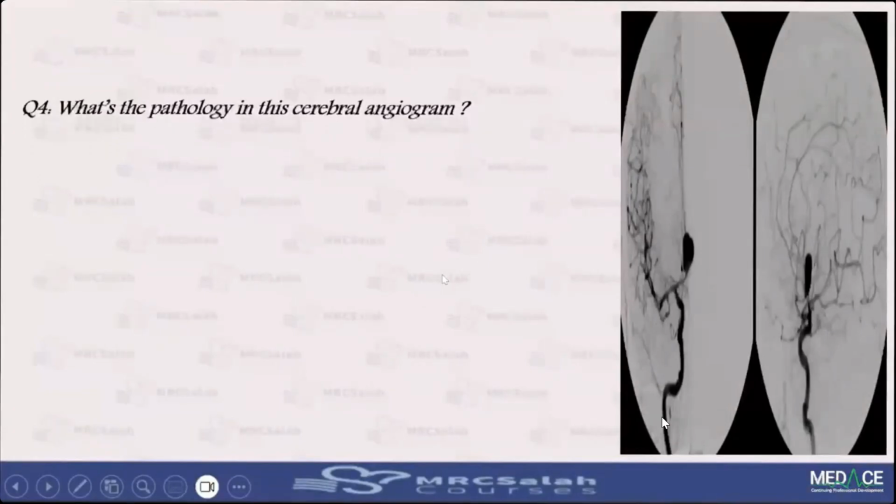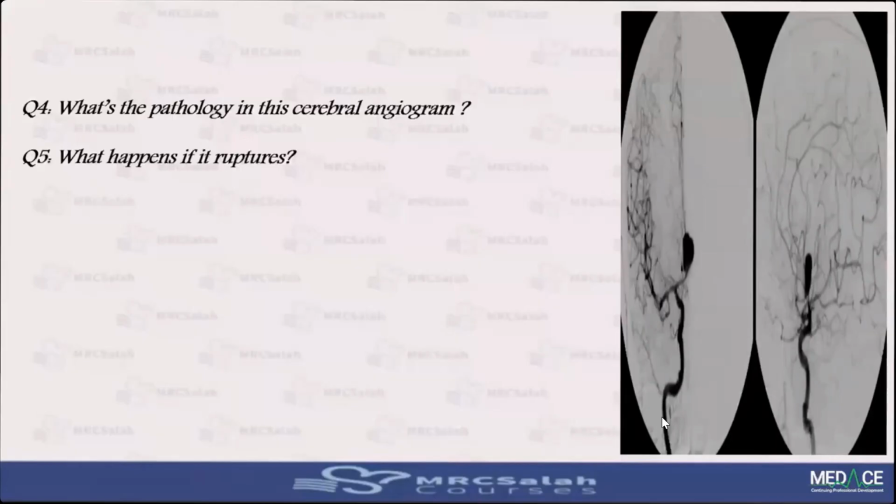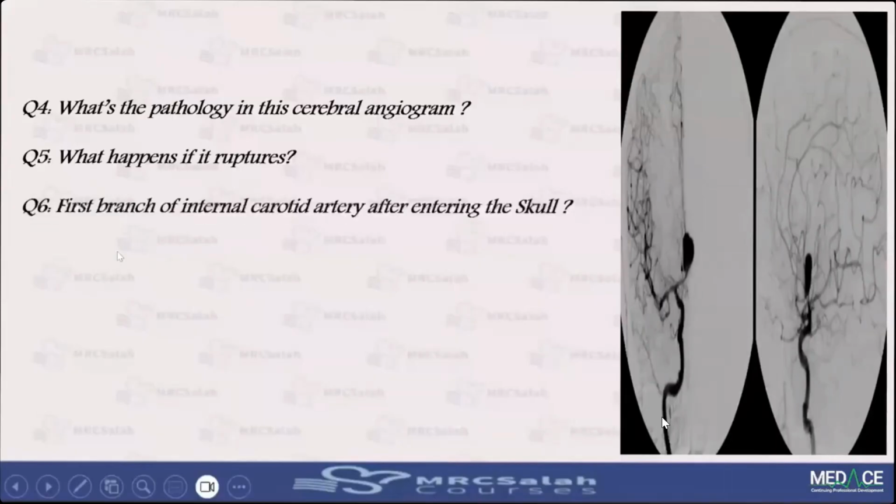What is the pathology in the cerebral angiogram? I can see that there is an aneurysm in the angiogram. What happens if it ruptures? If this aneurysm ruptures, there will be subarachnoid hemorrhage. What is the first branch of the internal carotid artery after entering the skull? That will be the ophthalmic artery.